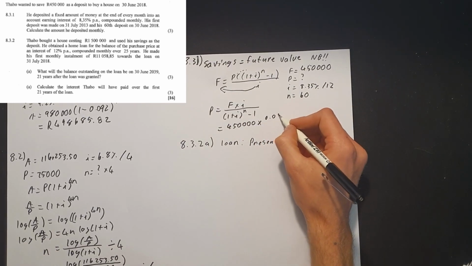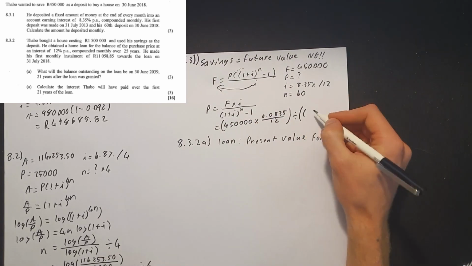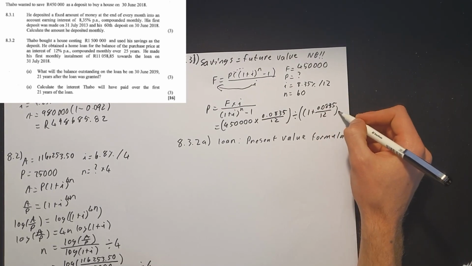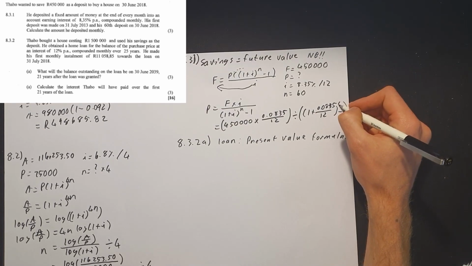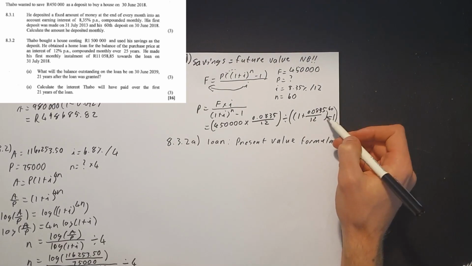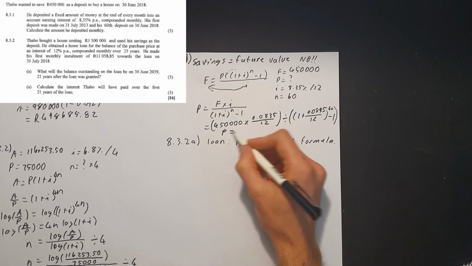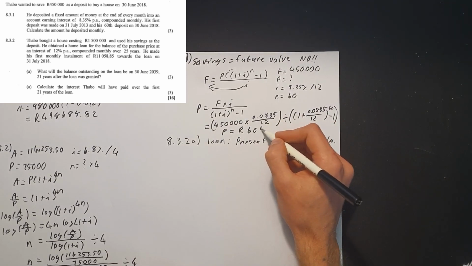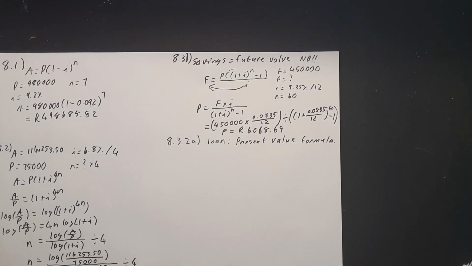So it's going to be 0.0835 divided by 12, and this whole thing is then being divided by the following over here: 1 plus my interest, once again 0.0835, divided by 12, and then we've got to minus 1 off of that, and this bracket over here is to the power of 60. Now if we plug that whole thing into our calculator, we're going to get a monthly installment for P of 6,068.69. And that's how we go about doing that one. So it's just using your formula over there.